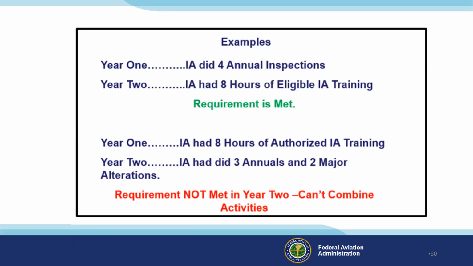Here, the second example, year 1, the IA had 8 hours of authorized IA training. That sounds good. Year 2, the IA did 3 annuals and 2 major alterations. Nope. Doesn't count because you cannot combine the activities. Just the way the regulation has been written and interpreted, you can't combine them. It's either or. Most people, I believe, are meeting it through the annual inspections because, you know, it's hard to do 8 major alterations in a year, I think.